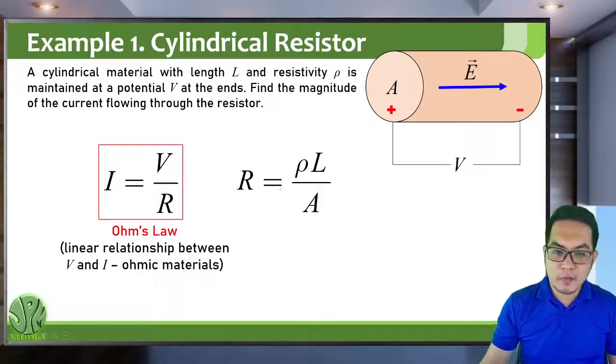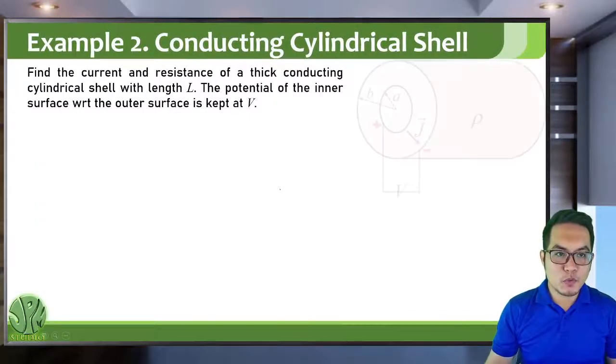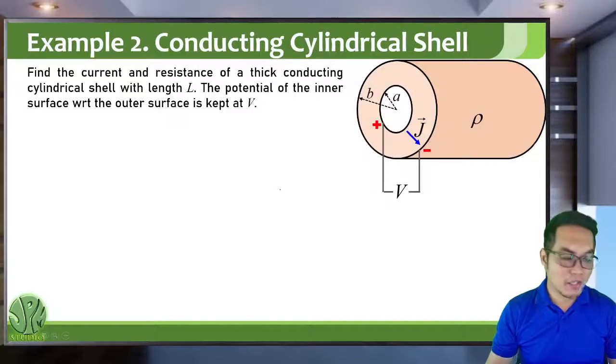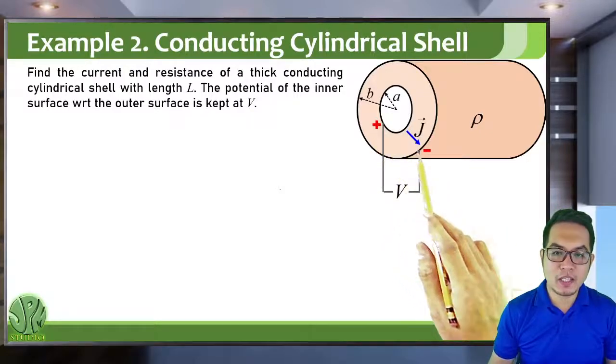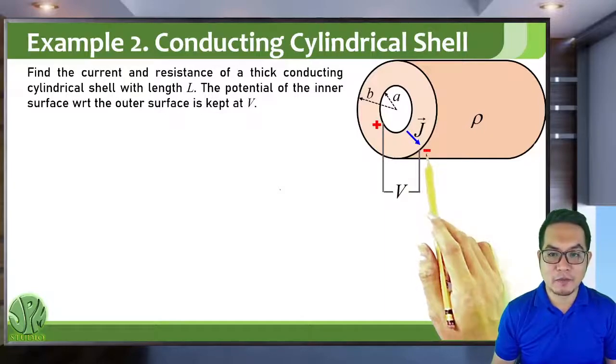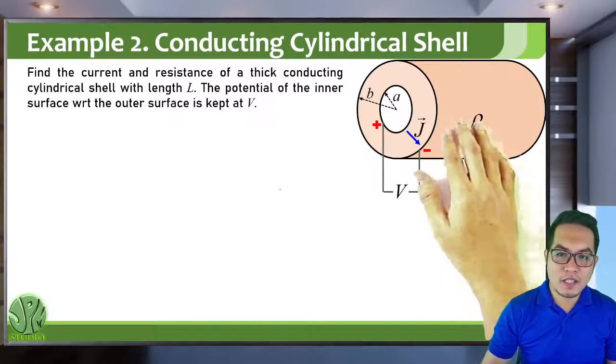So let's have another example. Suppose we have a conducting cylindrical shell. So you have two conducting cylindrical shells with inner radius A and outer radius B. The inner surface is maintained at a positive potential, and the outer surface is maintained at a negative potential, and the potential difference is V. So we are asked to find the current and resistance of this conductor.